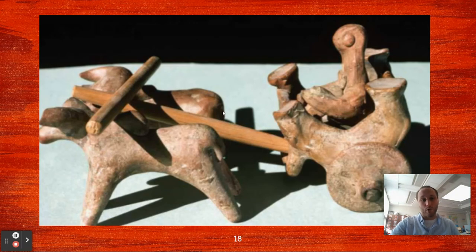You can see it's clearly pulled by two animals, which they believe are oxen, and then it would have had some type of wheel system, which we know was invented in Mesopotamia. And they actually know that there was evidence of trading between Mesopotamia and India. So some of these concepts and technology could have been transferred throughout the two civilizations.